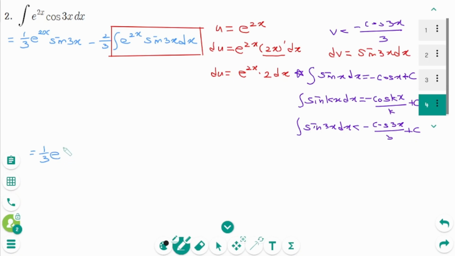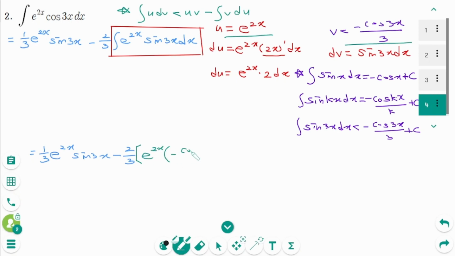1 over 3 e to the power of 2x sine 3x minus 2 over 3. Use the formula, the integral of u dv equals uv minus the integral of v du. Open the bracket, uv: e to the power of 2x times minus cosine 3x over 3, minus the integral of v, minus cosine 3x over 3. The du part is e to the power of 2x times 2 dx.